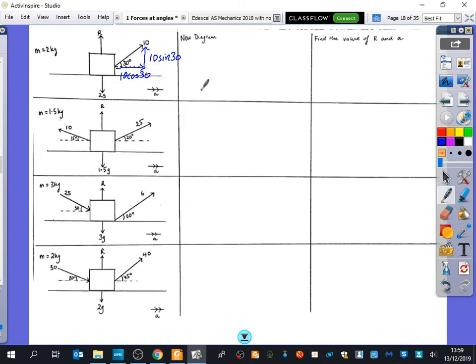Now I want you to do a new diagram. I don't care if you are experts on F equals ma. I want you to do the new diagram because I know where this topic goes and I know it becomes more complicated than things you may already have done. So I'd like you to do the second diagram, please.